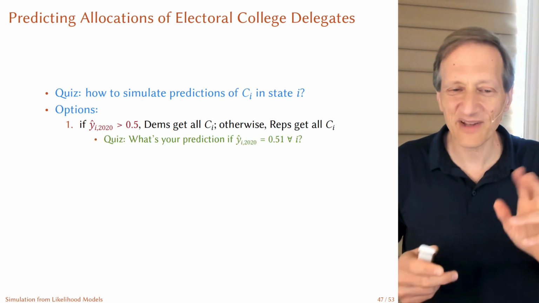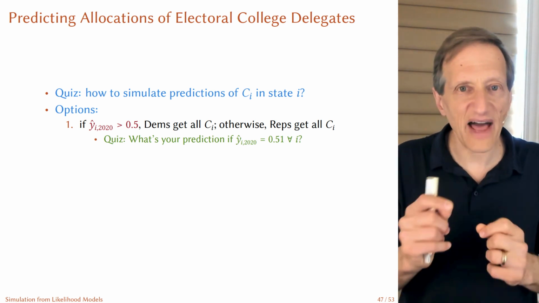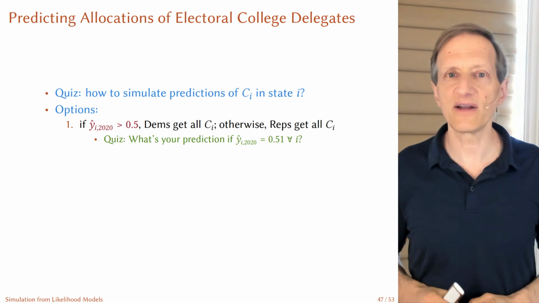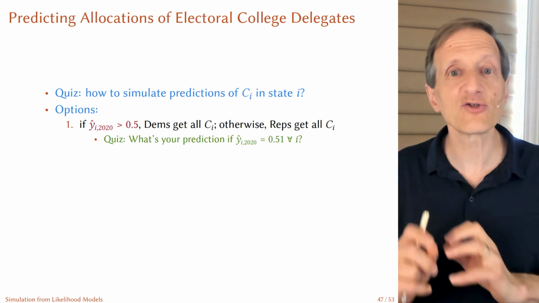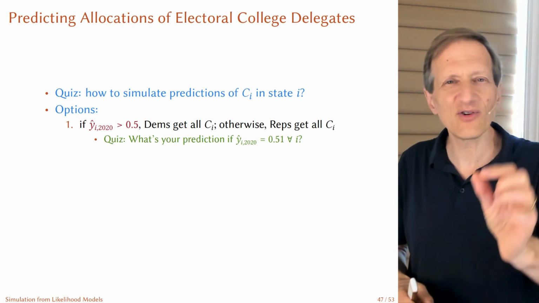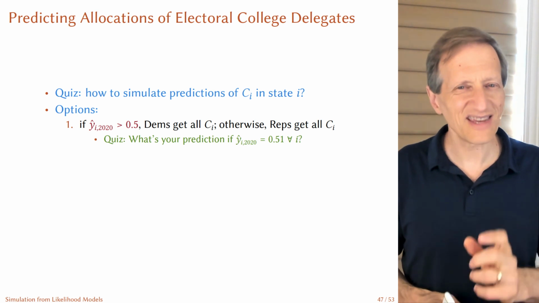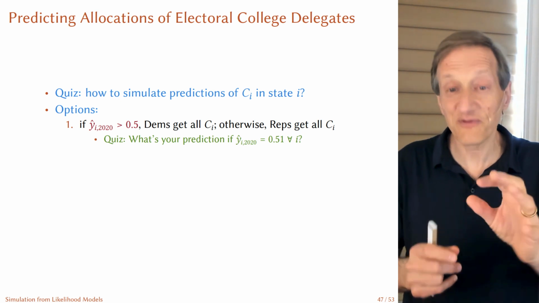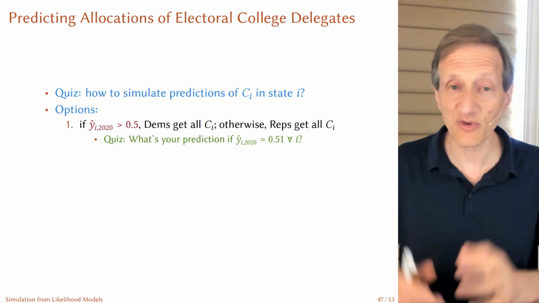But think about this question. What's your prediction if the predicted values in every state, according to your model, come out at 51% for the Democrats? Are you really predicting that there'll be a landslide, unanimous Electoral College win for the Democrats with a slight sliver of a victory prediction in every single state? Right? That's ridiculous, right? In all likelihood, the Democrats would win 51% of the states, and maybe just a bare Electoral College victory, even if you're right.